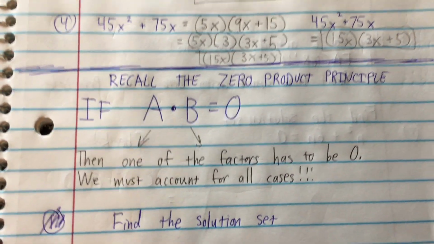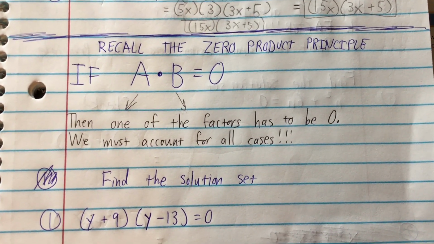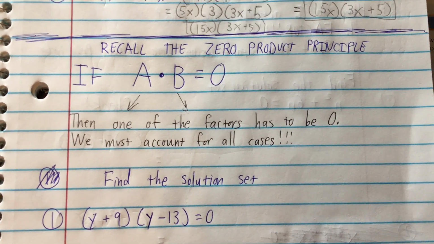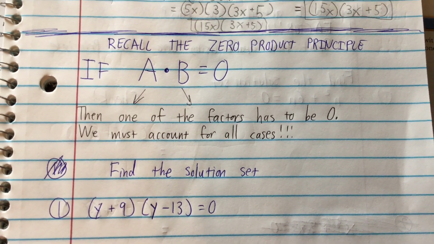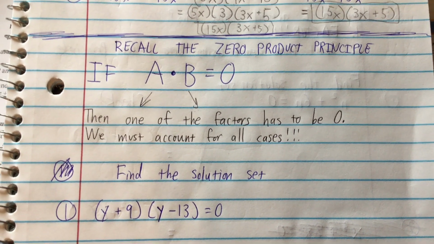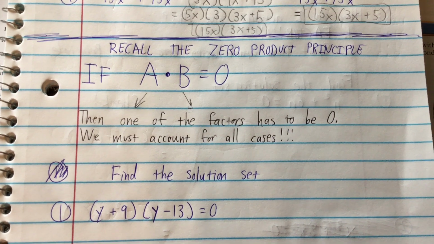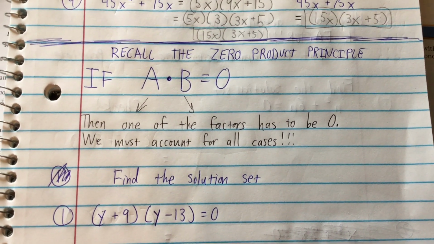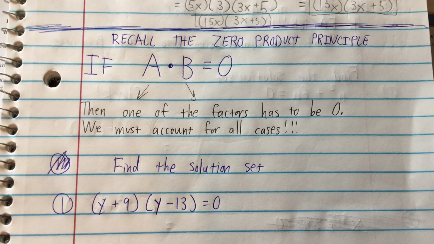All right, so now let's review the zero product principle. We are going to make this a little bit harder. Remember, the zero product principle states that if you have a multiplication problem, let's say a times b equals 0, and all you have are the two variables, well then one of the factors has to be 0. So we need to account for both cases, or all cases, when you get to Algebra 2 and pre-calc and so on and so forth.